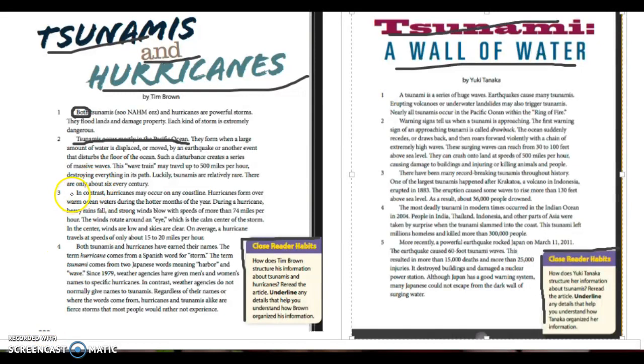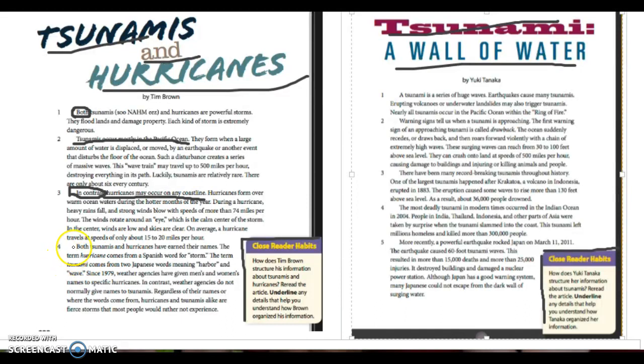Paragraph 3, I see the words in contrast. That is going to show me things that are unlike between tsunamis and hurricanes. Hurricanes may occur on the coastline, and that is something that's unique for hurricanes.